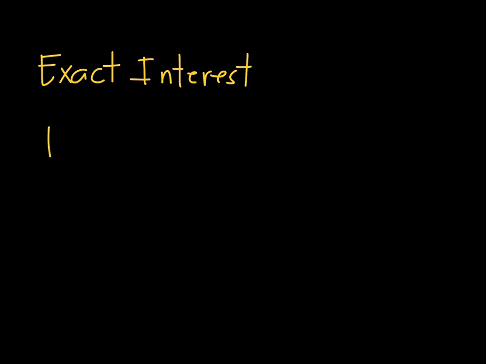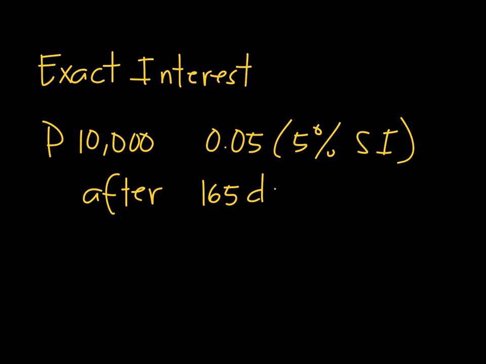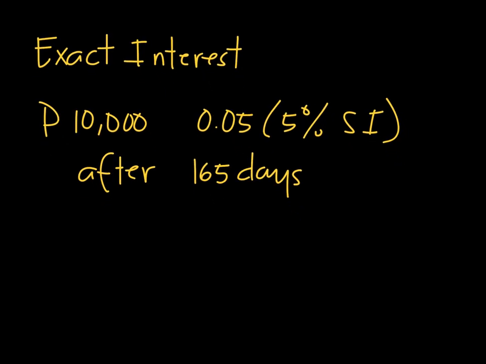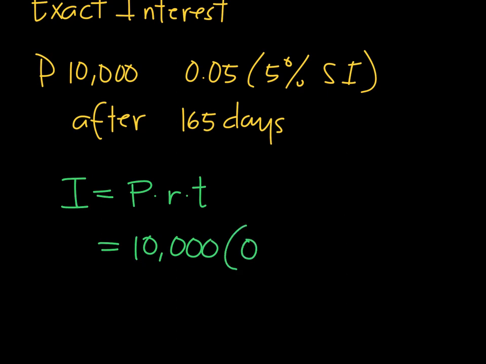Okay, again we use the same amount, 10,000 at 0.05, so that's 5% simple interest rate, and this is also after 165 days. Okay, so to compute for the simple interest using the exact interest, we apply the formula. I is PRT. So we repeat the process. 10,000 times the rate, 0.05, times the time.